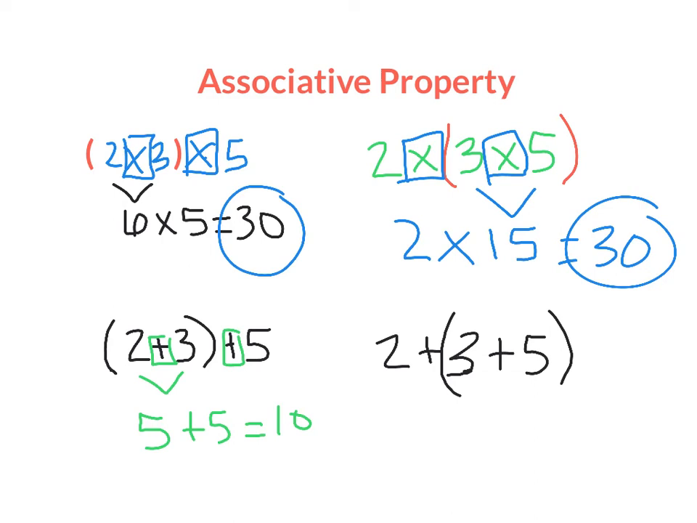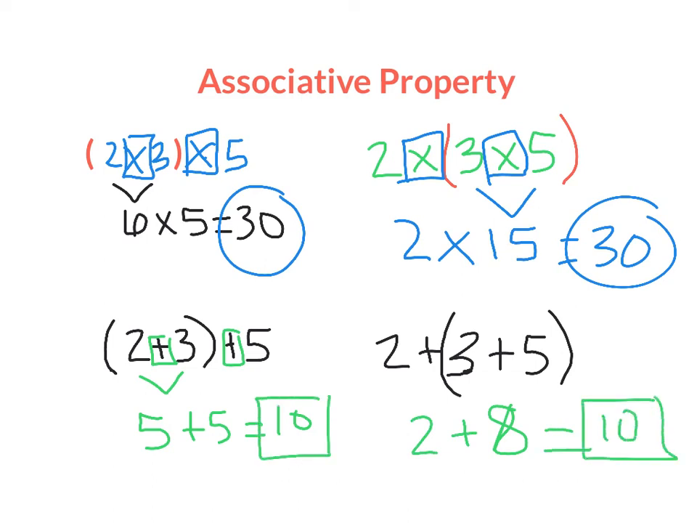Now let's look at the second problem where I've moved the parentheses to be around the 3 and the 5. 3 plus 5 is 8, and 2 plus 8 equals 10. The answers are the same even though we moved the parentheses because we were adding. The associative property only works with addition problems or multiplication problems.